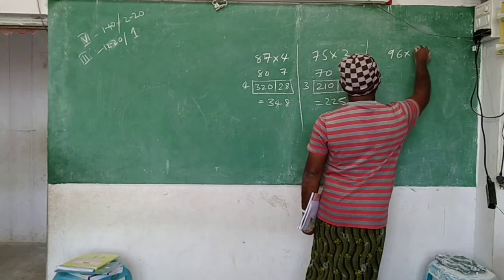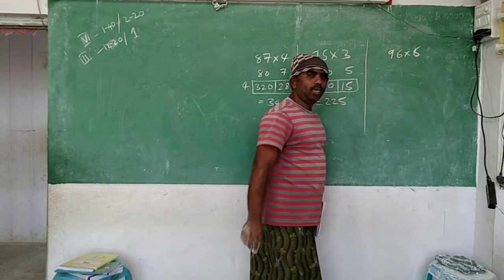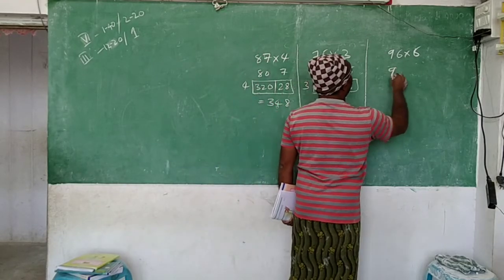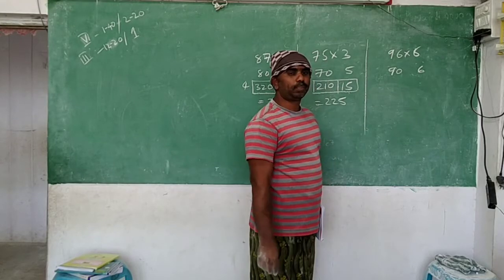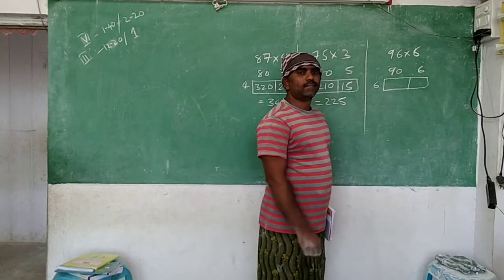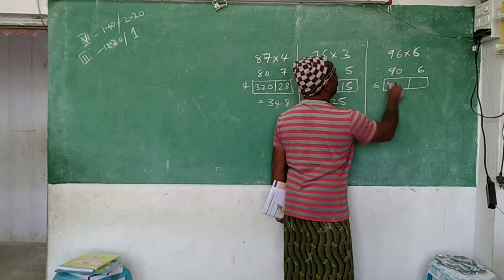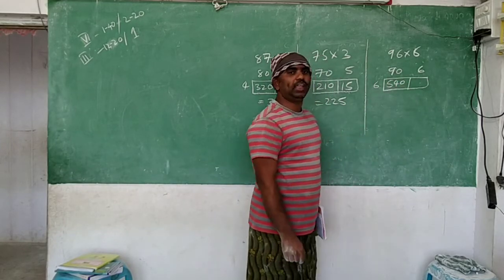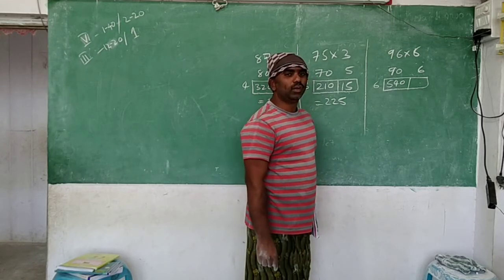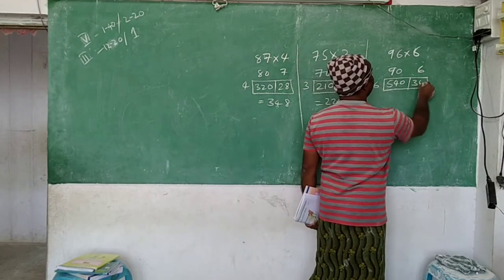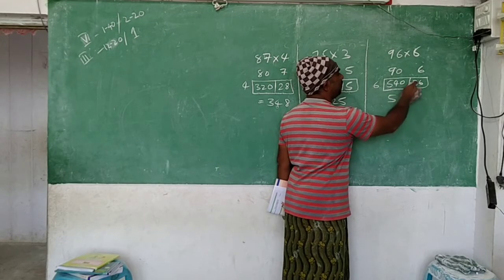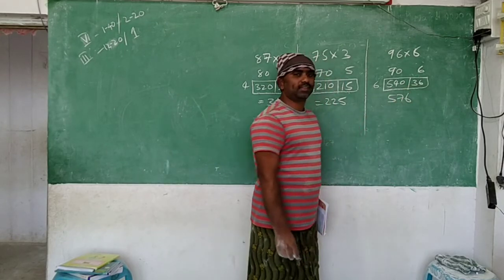96 into 6. 90 and 6. You will multiply with 6. 6 nines are 54, side 0, 540. Side 0 you have to keep because it is 90. Next, 6 6s are 36. 540, 30, 570 and 6, 576.